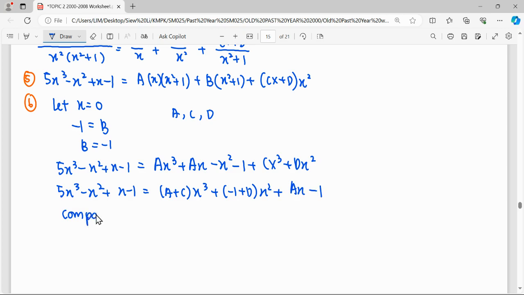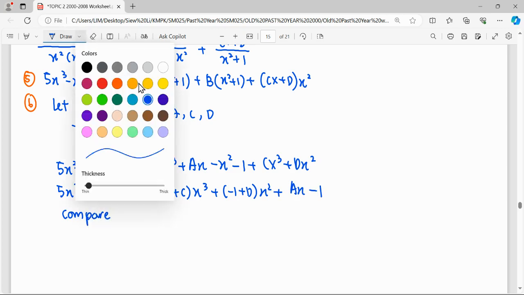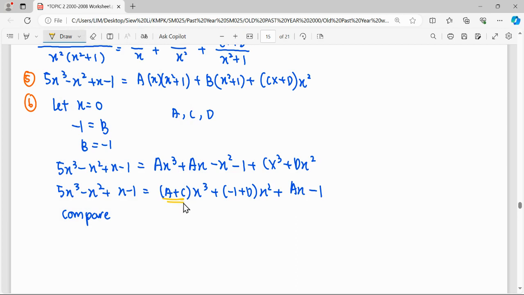When we compare, A plus C supposed to equal 5. For the x squared term, negative 1 plus D supposed to equal negative 1. And then A has to be coefficient 1. Then lastly, the constant is negative 1. So from this comparison, we come up with this result, and we managed to find our value of A.